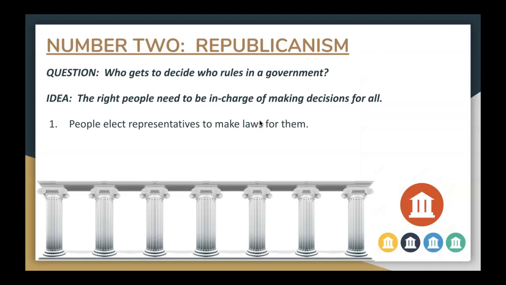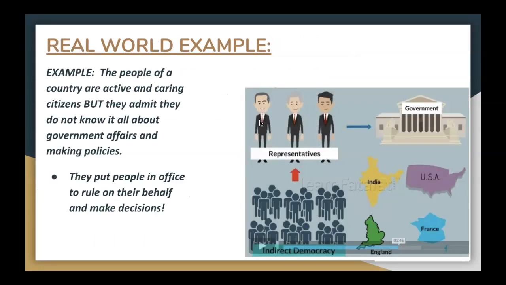Next is republicanism. What's the question here? Who gets to decide who rules in a government? The main idea of republicanism is that the right people need to be in charge of making decisions for the rest of us. So what do we do? We elect representatives to make laws for us. We elect members of the House, the Senate, and the presidency to make sure that our lives are in fact in good hands. That's the essence of republicanism.